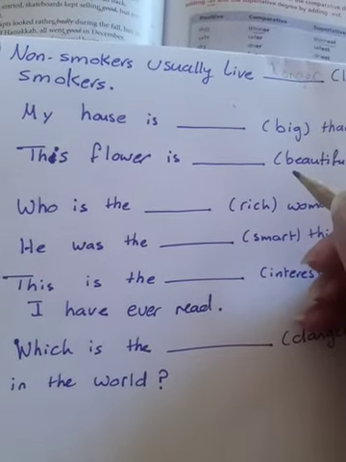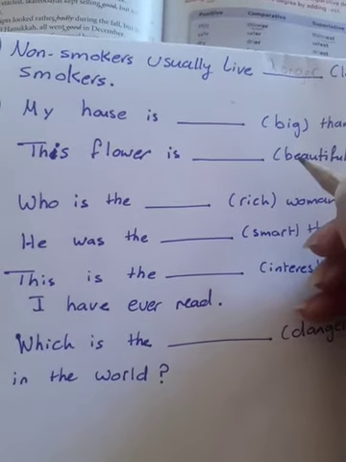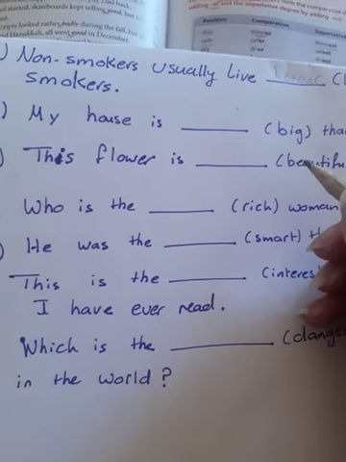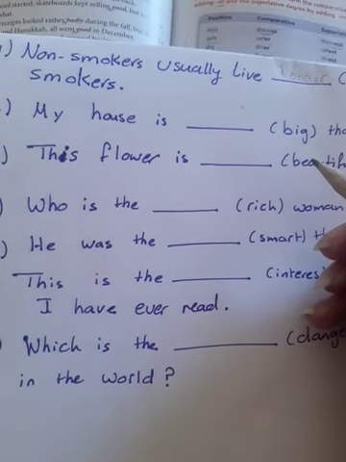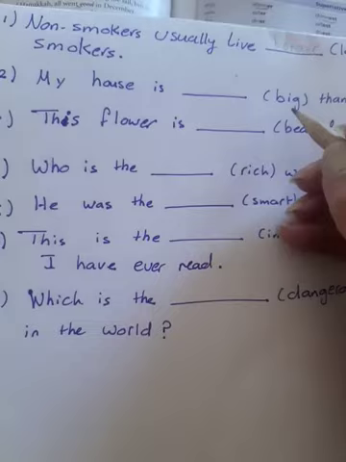Here I added er to the adjective long because it contains one syllable, and you compare between two people, non-smokers and smokers. Look at example number 2.